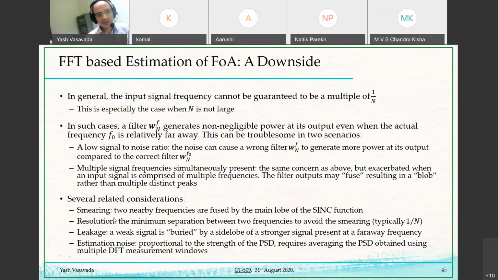And this smearing happens because of the resolution problem. We can say that when we are considering a total of capital N samples, our resolution power, our ability to separate out two different frequencies, is going to be inversely proportional to N. If the frequencies in this multi-source scenario start becoming closer compared to 1 over n, then the smearing happens. And why am I saying 1 over n?